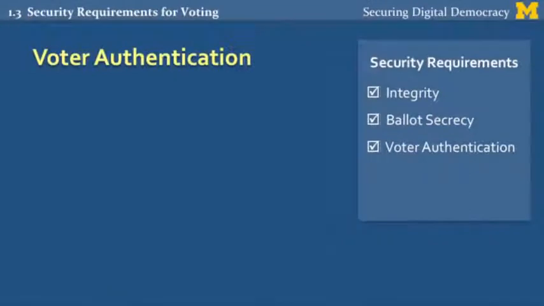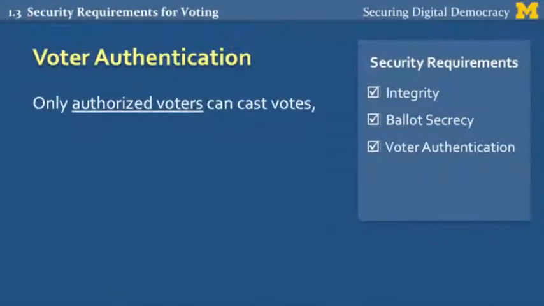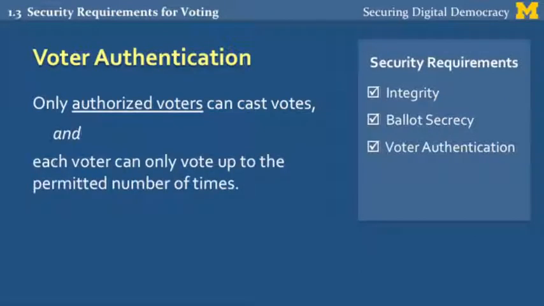Our next security requirement is voter authentication, which says A, that only authorized voters should be able to vote, and B, that voters should only be able to vote once, or whatever the legally permitted maximum number of times is. Who is eligible to vote is generally something set by the law, and so is how many times you vote. Fraud by voting multiple times was, in the United States, once a very common form of cheating. Today, because we have voter registration systems, this is something that's less prevalent, but this is part of the reason why voter registration was introduced.